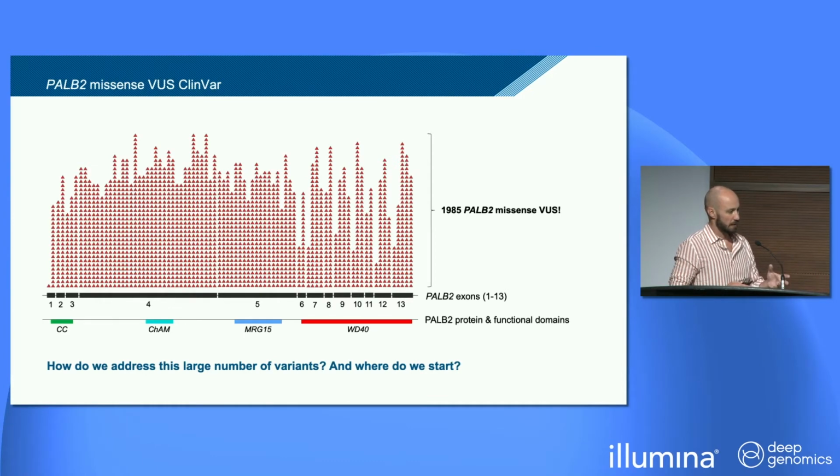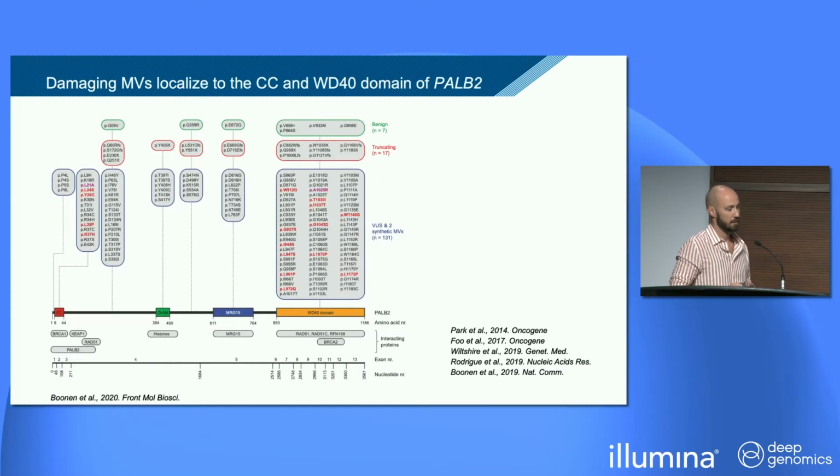But because there are so many, the question comes, how do we address this large number of variants, and where do we actually start? In our previous study, we and others have already found that damaging missense variants appear to localize to the WD40 as well as the coiled coil domain of PALB2.